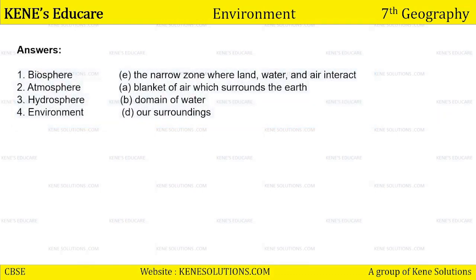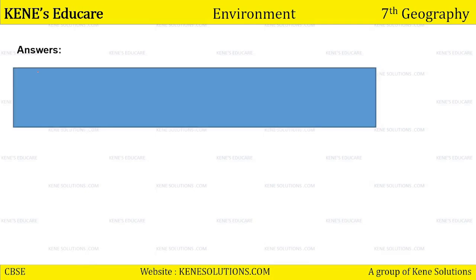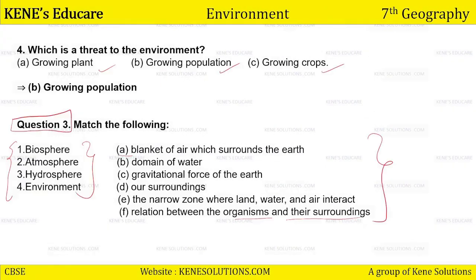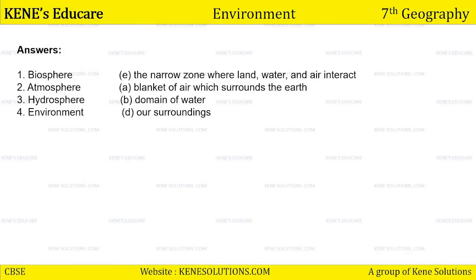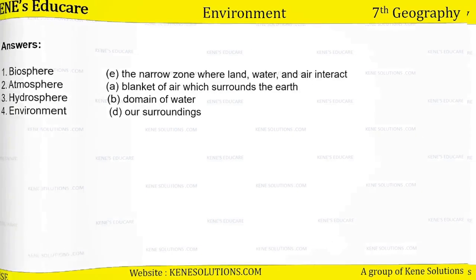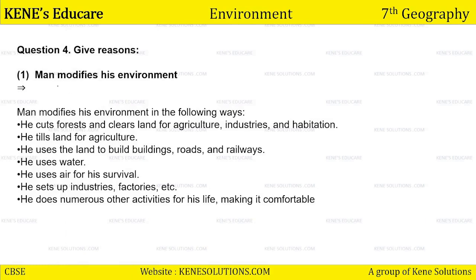Okay, think about it. Answer is here. Biosphere, a narrow zone where land, water, and air interact, which was the E option. Then, what is atmosphere? The blanket of air which surrounds the earth. What is hydrosphere? The domain of water. And what is environment? Our surroundings. Everything in our surroundings is our environment. Okay. Question number 3 also done.